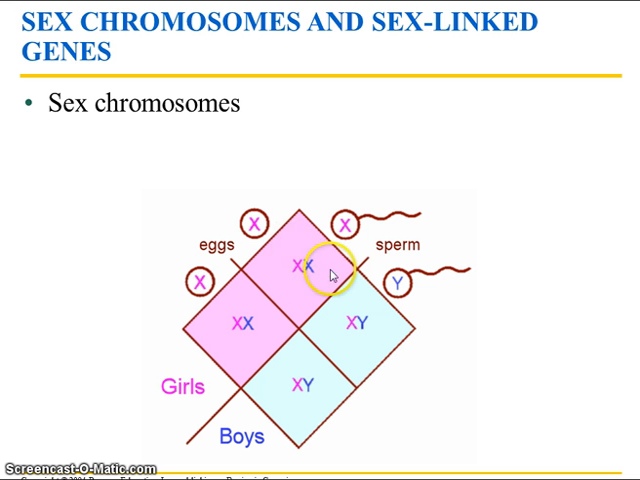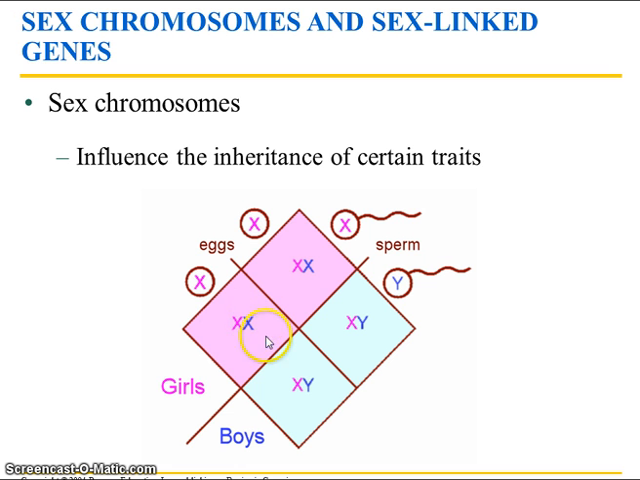What's really neat is that in each cell, only one of these X's is active. The other is inactive, and it's what's called a bar body. So males only have one X, females have two, they only have one active in each cell. But males, because they have only one X, are much more likely to get X-linked diseases because they only have one chance at a good allele. If they get a mutated version, they've got those recessive disorders, whereas females have two chances.